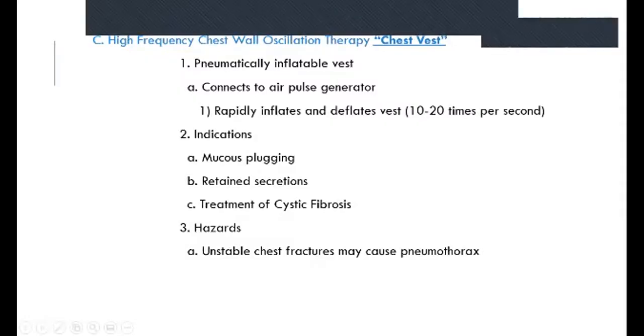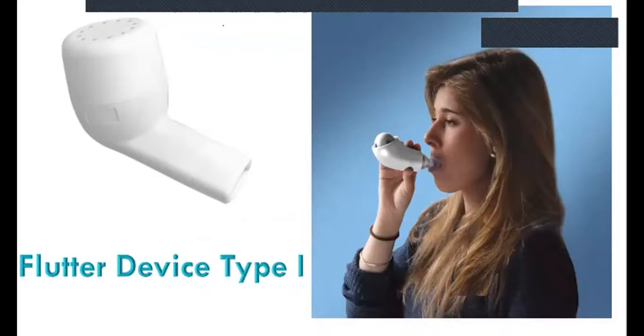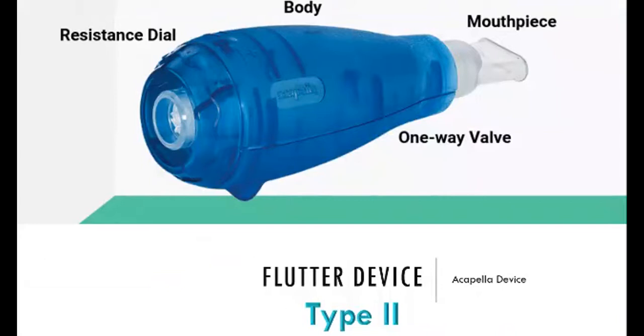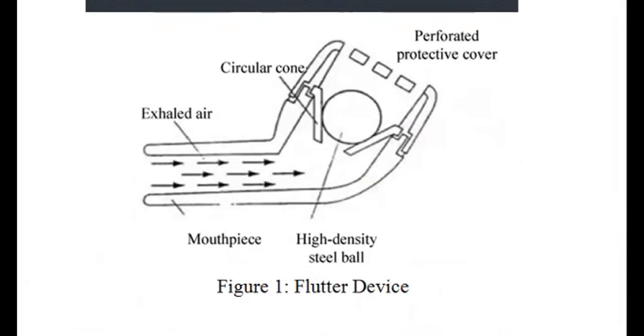So that's the chest wall oscillator, okay? This is the flutter device I was talking about, type one, which is the one that has that ball in there, okay? Flutter device type one. And this is the flutter device type two, known as the Acapella. Oh, yeah. Acapella. The type one shows that metal ball. This is that metal ball right here that I was talking about.